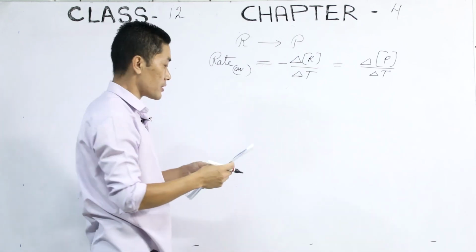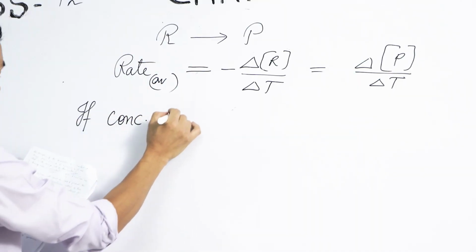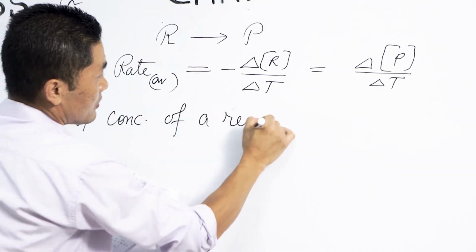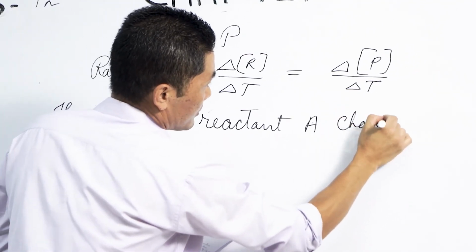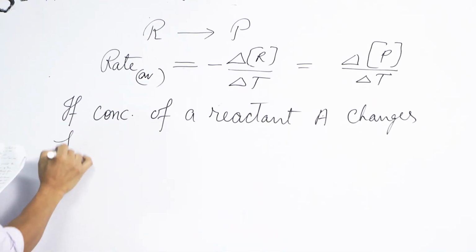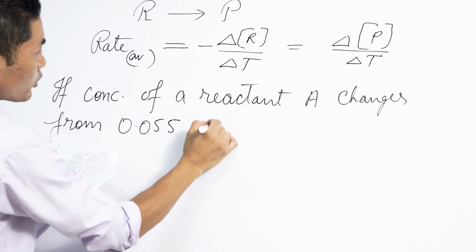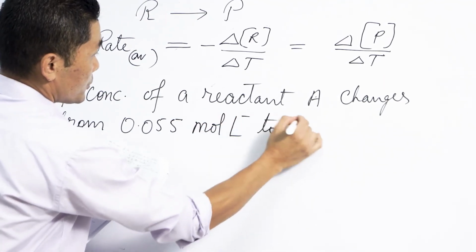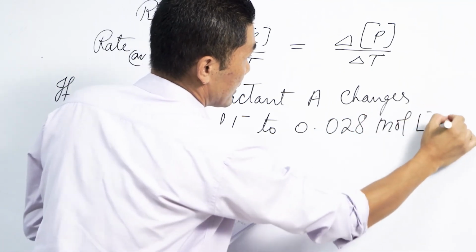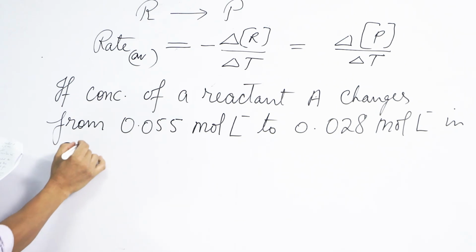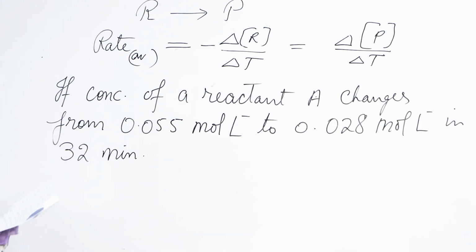Let us see an example here. If concentration of a reactant A changes from 0.055 mole per liter to 0.028 mole per liter in 32 minutes, what is the average rate of this reaction?